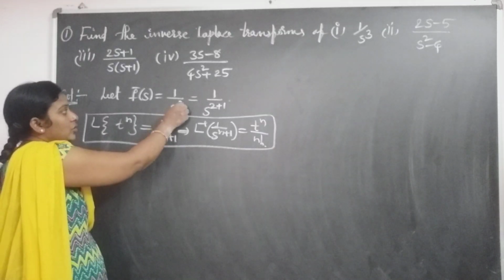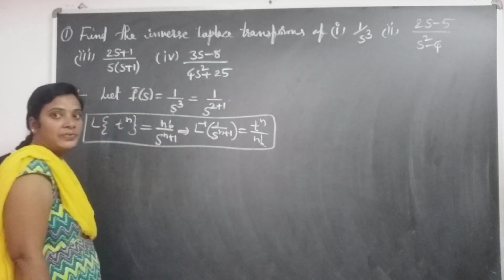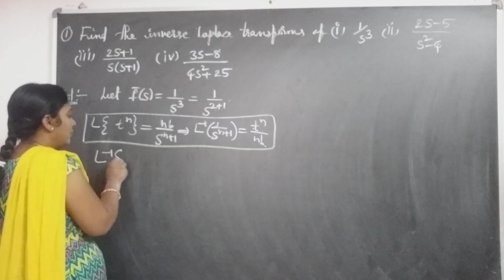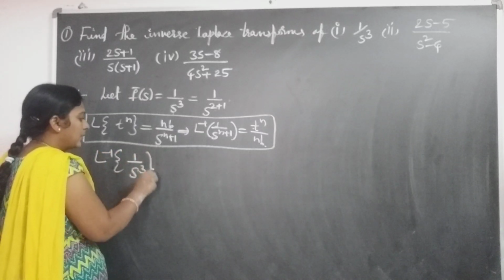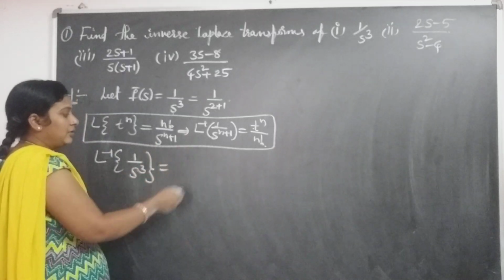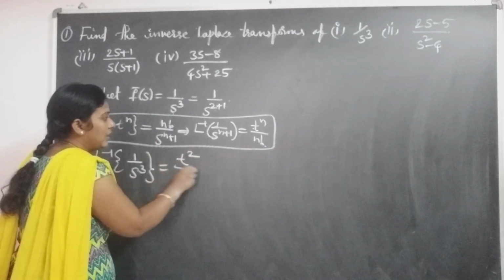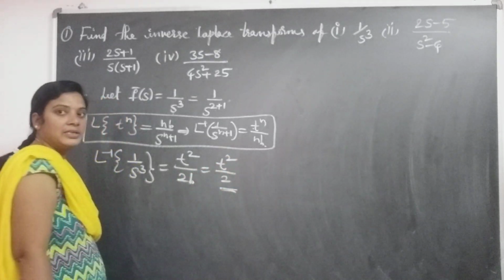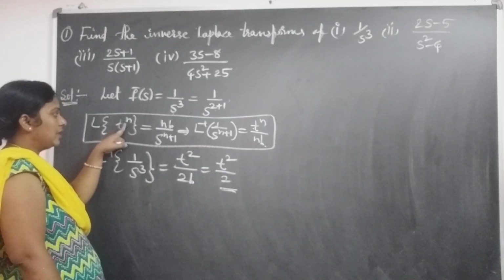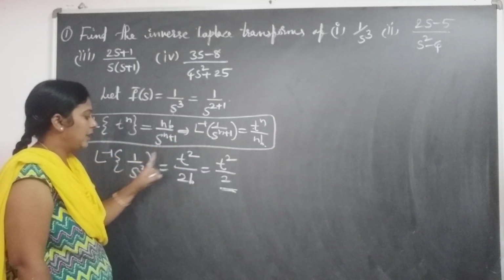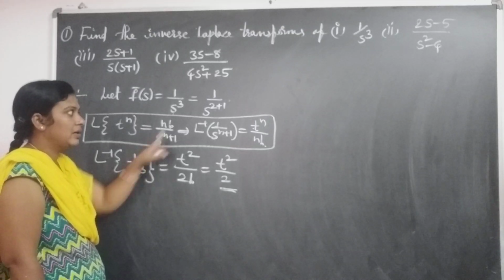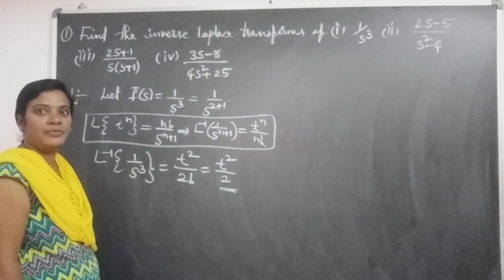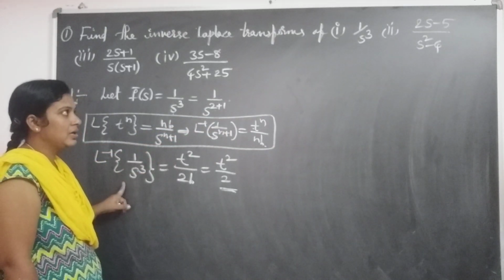Here s cube means the cube can be written as 2 plus 1. That is nothing but L inverse of 1 by s cube, that is equal to, you subtract 1, that is nothing but t square by 2 factorial, that is equal to t square by 2. It is the first problem. In the place of n, taking 3 split into 2 plus 1, we write t power n, that is t square by 2 factorial, and 2 factorial equals 2. It is the first solution.